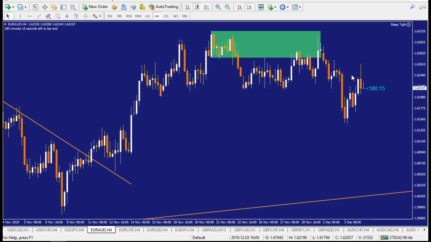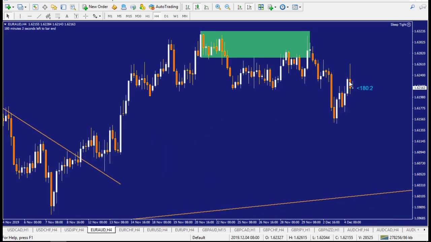Okay. If we would have entered, you would have entered somewhere here. And we anticipate the market to go down. If the market didn't go down, then the market needs to go through this zone, break it from the other side, and then we will look for buys.